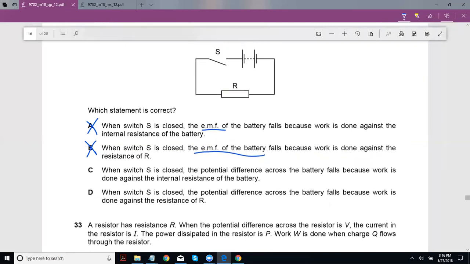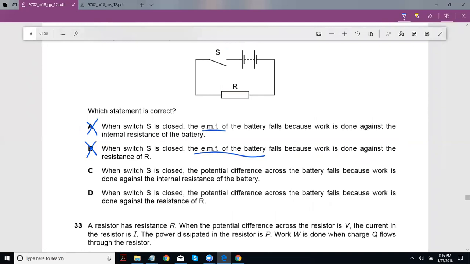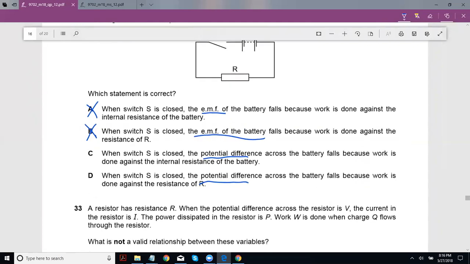Okay, so when switch S is closed, the potential difference, now this could change. C: The potential difference across the battery falls because work is done against the internal resistance. And I believe this would also be wrong because that happens anyways, right? Yeah, that's going to happen anyways. So you'd have D as the answer because, wait, no, it might be C. Need to check this.